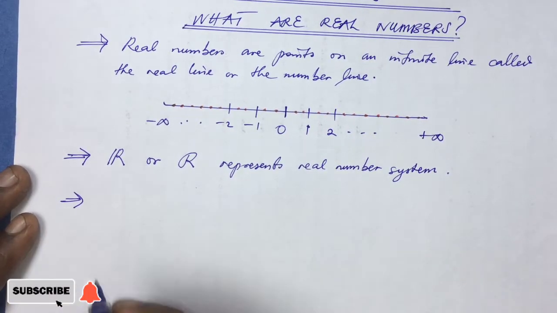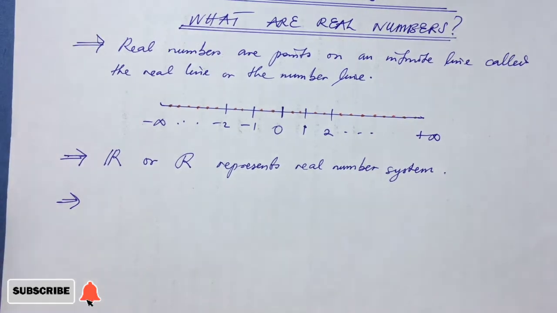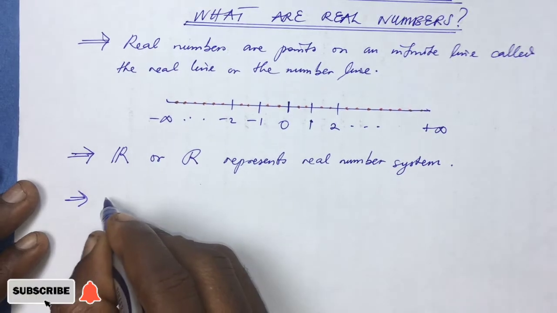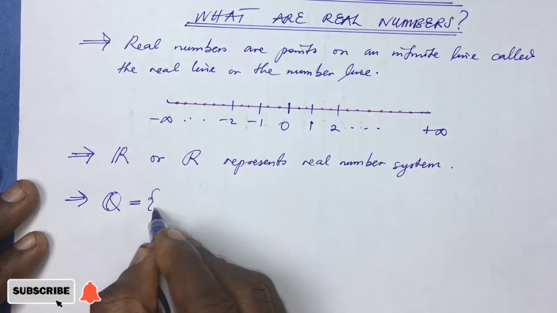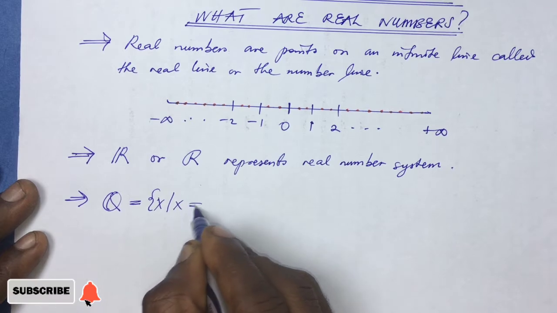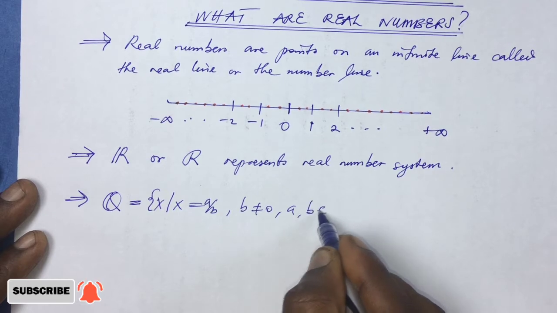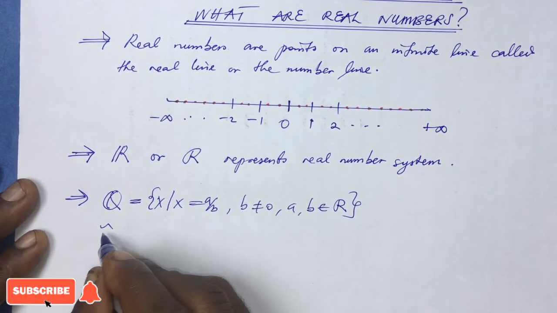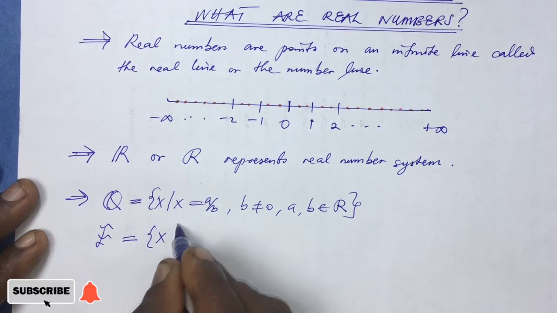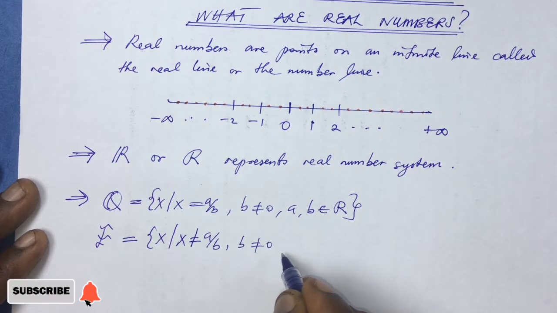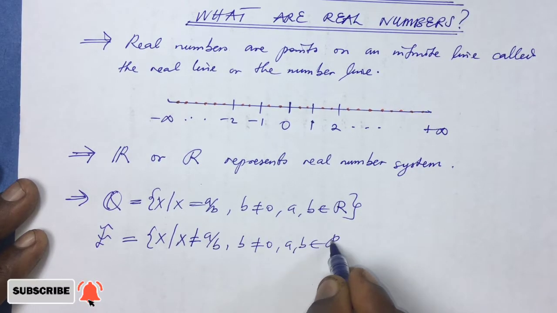Then the third point I want you to take note of is the non-overlapping nature of the rational number system and the irrational number system. Remember, the rational number system was defined to be the set of all x such that x is equal to a over b, b is not equal to 0, and a and b are integers. And the irrational number system was defined as the set of all x such that x cannot be expressed as a over b even when b is not equal to 0 and a and b are integers.